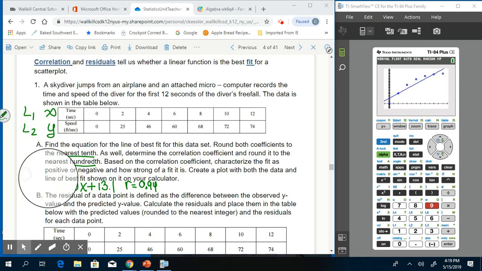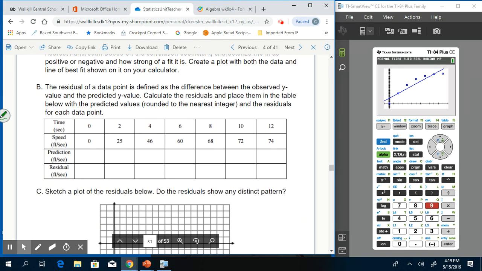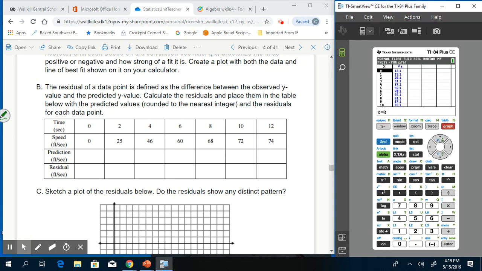So now what we're going to do is actually find the prediction. Now that we have the line of best fit, I can go to second and table, and from my equation, it has generated all the predicted values, the points that would be predicted based on our line of best fit. So for 0, we actually would have a prediction of 13.1. Let's make that just 13 because it says rounded to the nearest integer. For 2, we would have a prediction of 25. Look, spot on right there. For 4, we would have a prediction of 37.